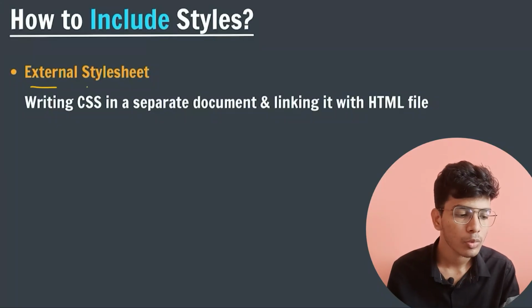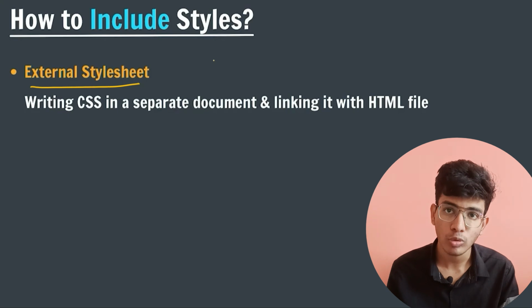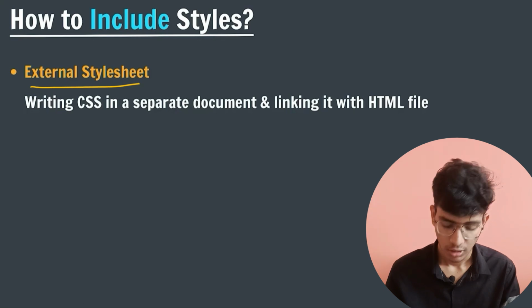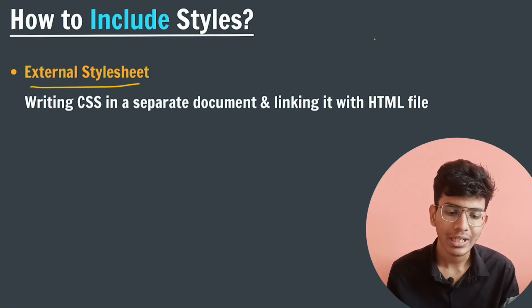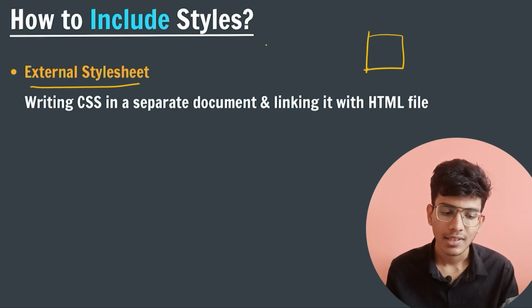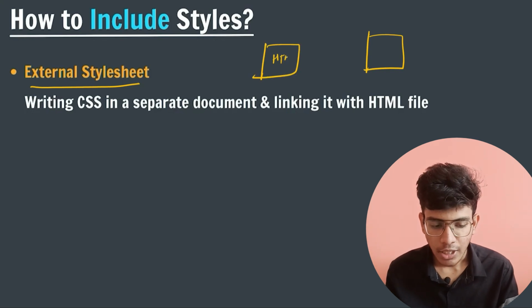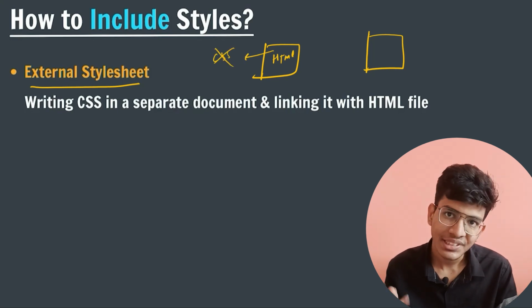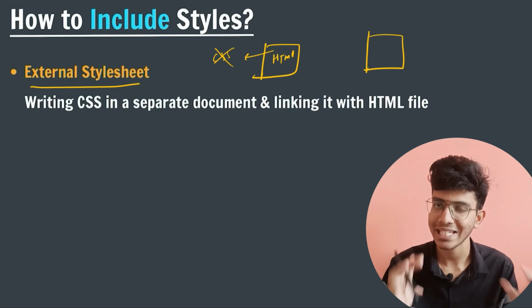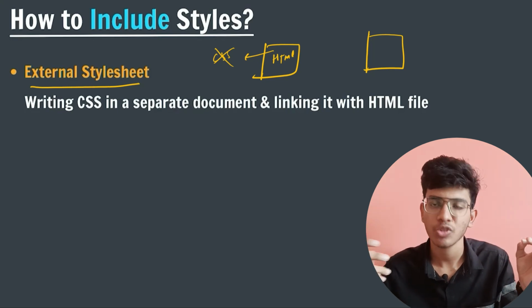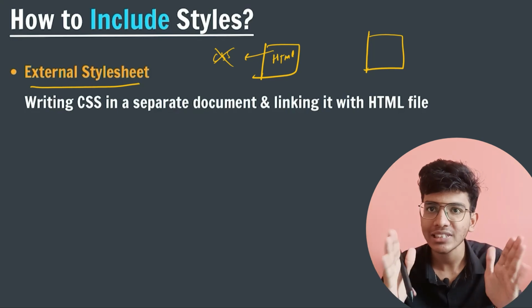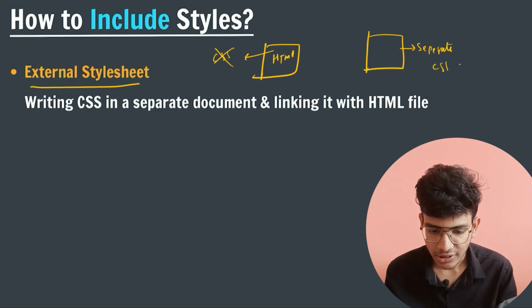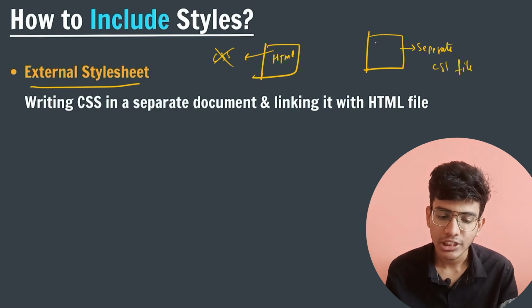Now here comes the most efficient method which we use to include CSS in our document, and this method is very efficient. Here what we are going to do is create a separate CSS file. This is my HTML document, right? I will not add CSS within my HTML document. What I will do is, in the third method, the external CSS sheet, I will create a separate CSS file, and in that CSS file I will give styling.